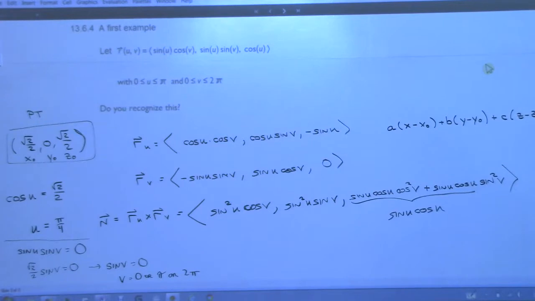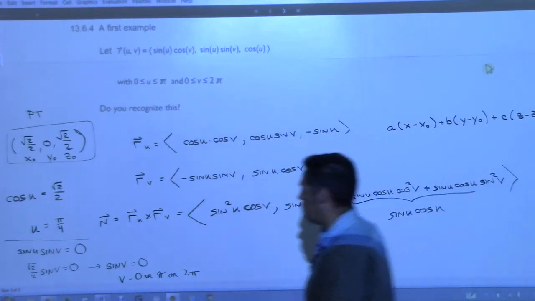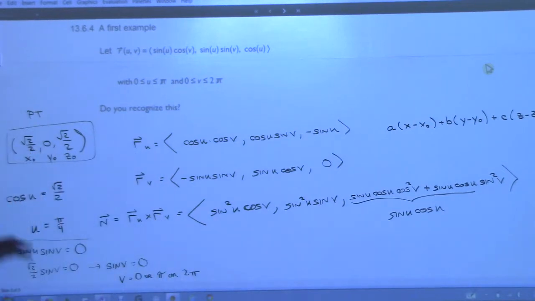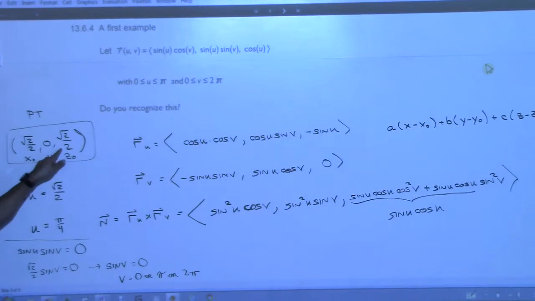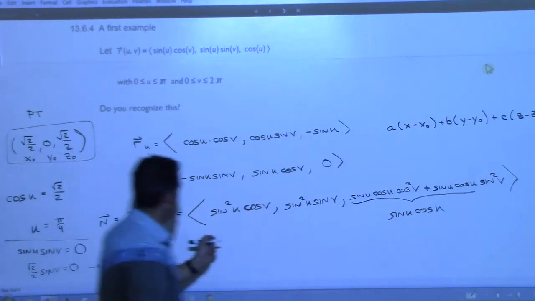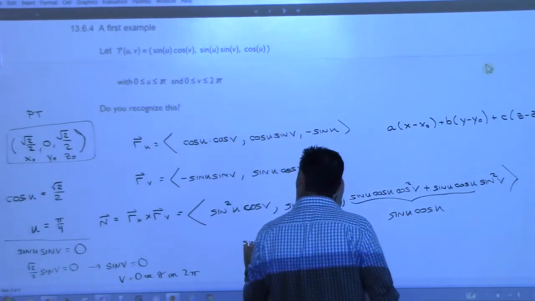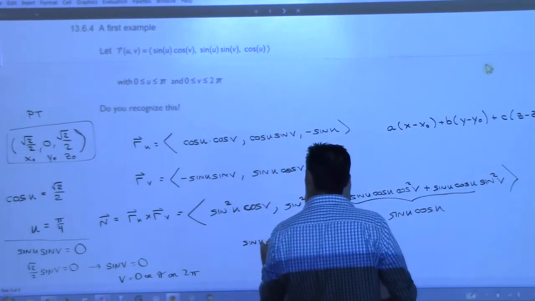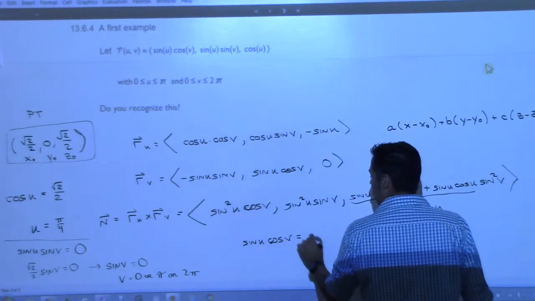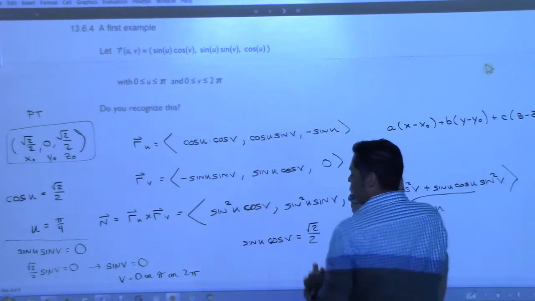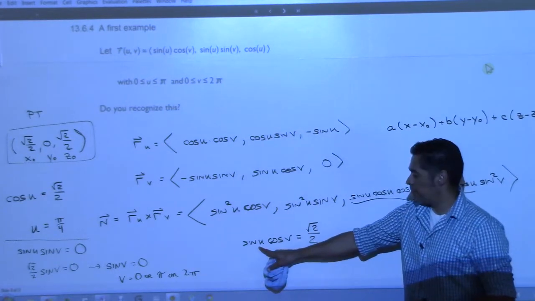Let's look at the last condition. Make sure we have all conditions satisfied. We know the last components match, right? Cosine of u is this. We know that sine of u, sine of v is 0. But what about that first one? We need sine of u, cosine of v to be equal to what? Root 2 over 2.